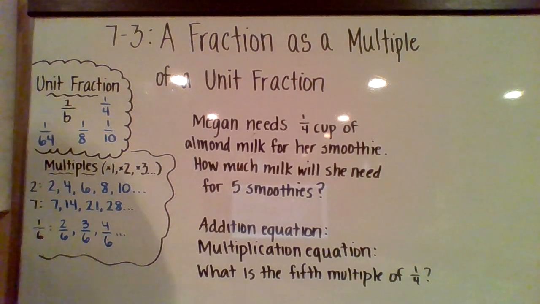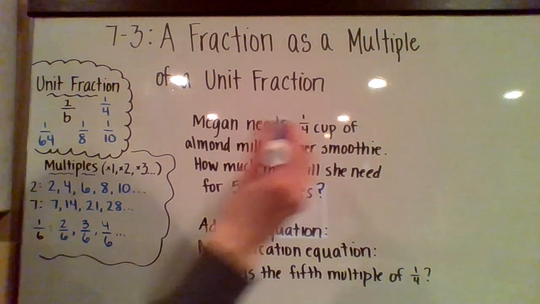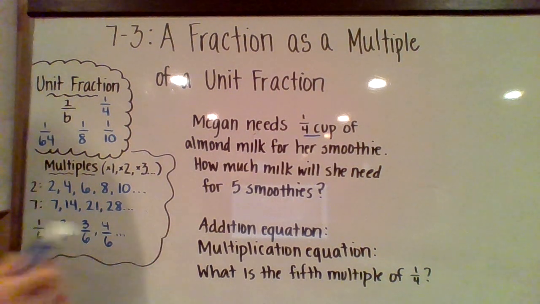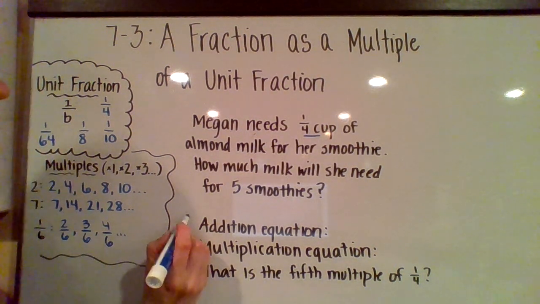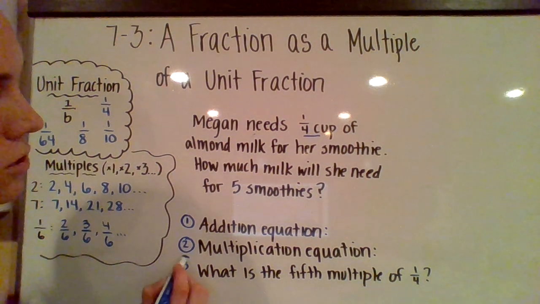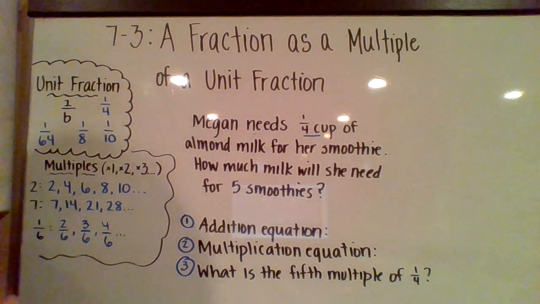Okay, so let's try this word problem out. Megan needs 1/4 of a cup of almond milk for her smoothie. How much milk will she need for 5 smoothies? Well, we know she needs 1/4 of a cup for one smoothie, and she needs to do that 5 times. So we're going to be doing 3 things here. We're going to be writing an addition equation, we're going to be writing a multiplication equation, and we're going to be answering this question. That's what you are going to be doing today as well.